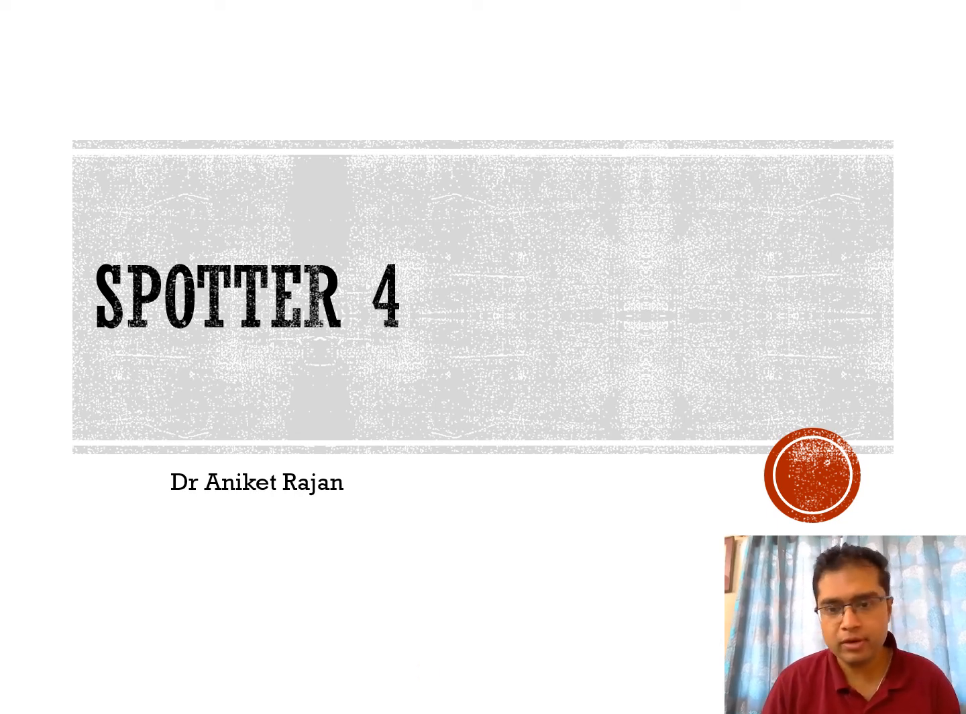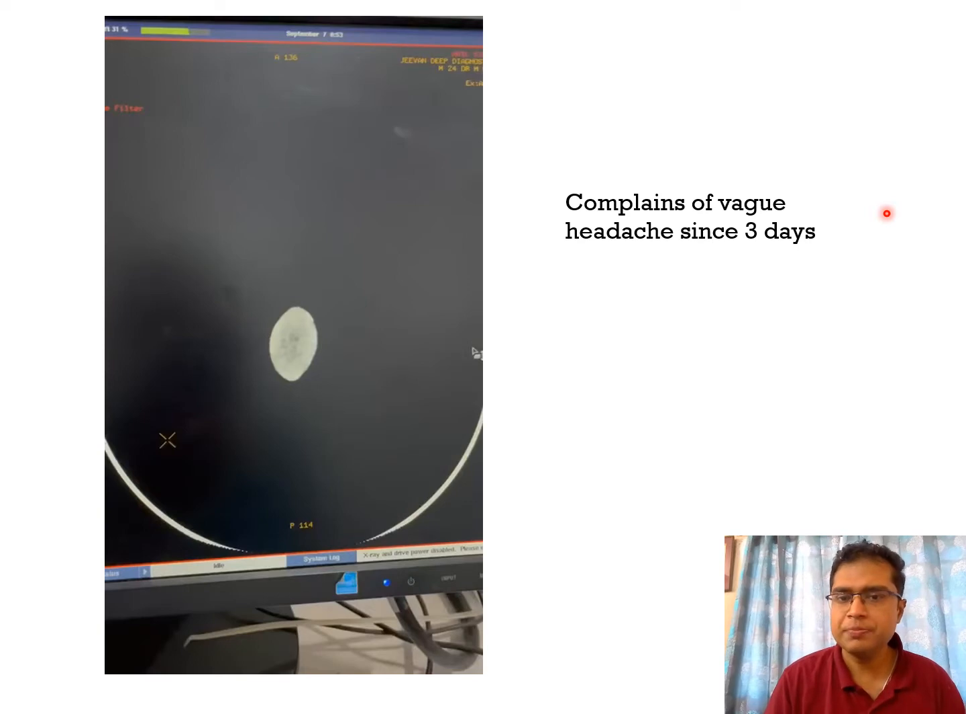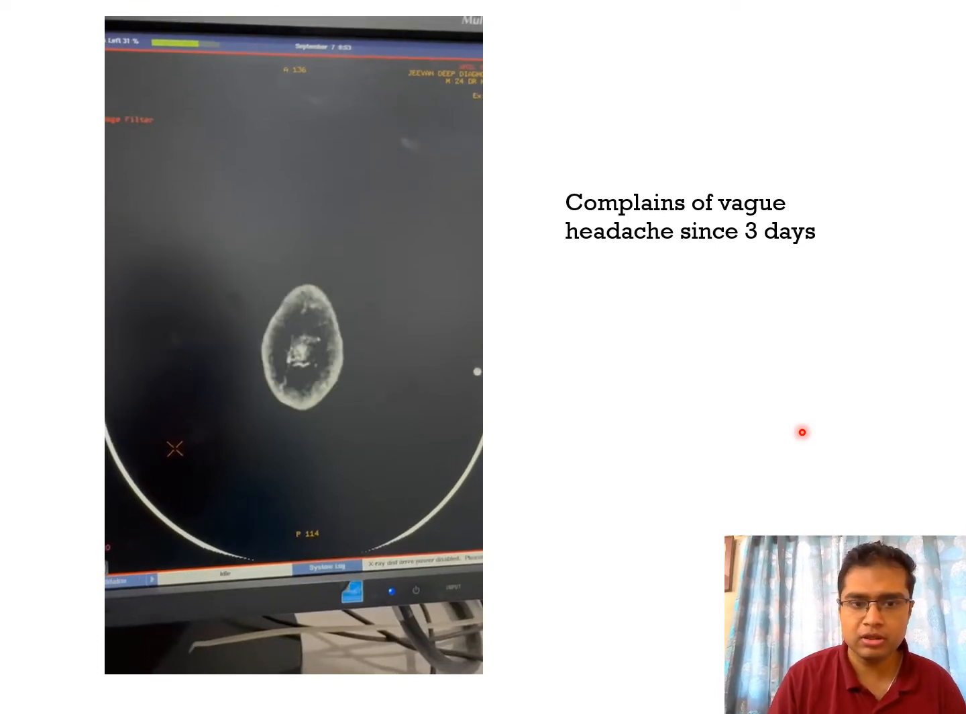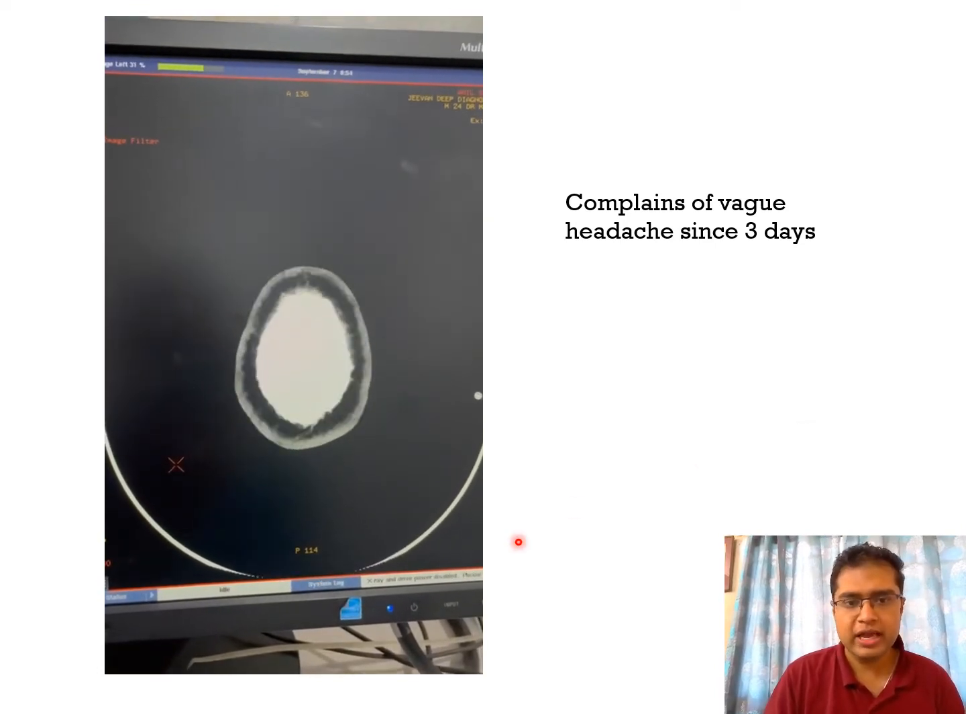So hello everyone, and today we'll be discussing a spotter case. So this patient came with symptoms of vague headache since 3 days, and he got a CCT brain done for that. And this is an incidental finding that I picked up on the contrast scan of the brain.